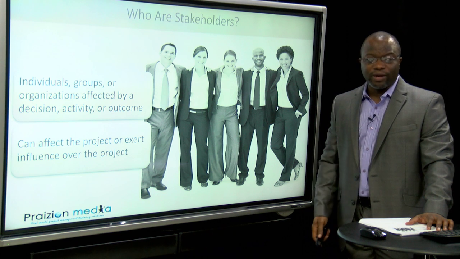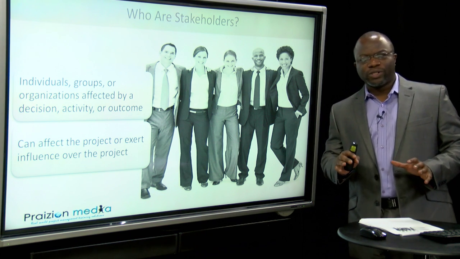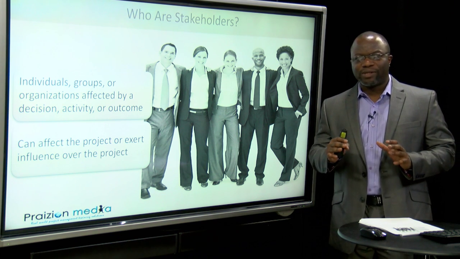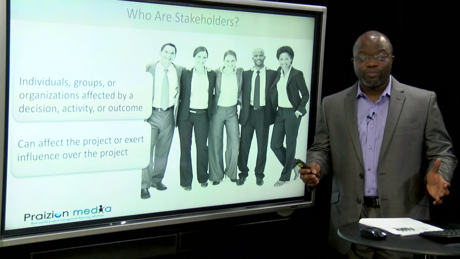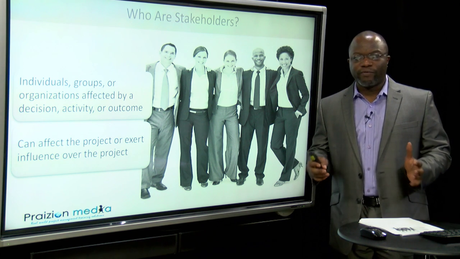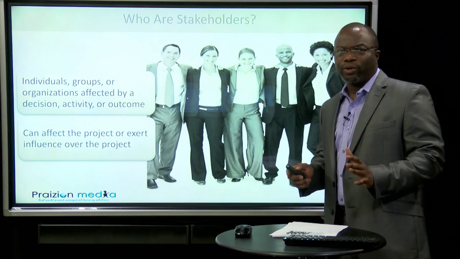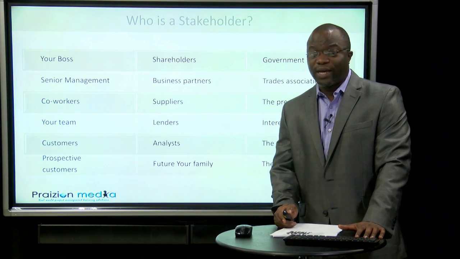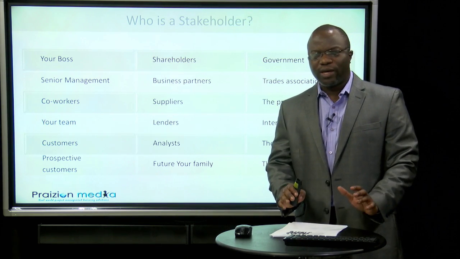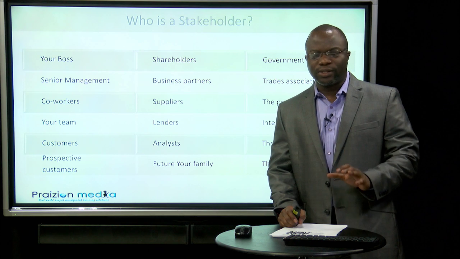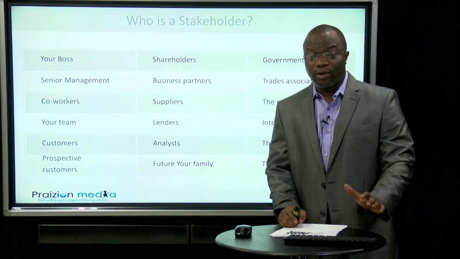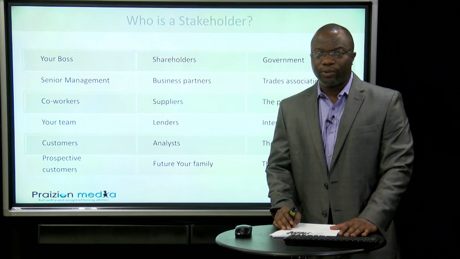They could exert their will. They could decide that your project will not proceed except certain things are met. They could also be people in the general public who are affected by your project. So there's a wide array of people who are actually called stakeholders. When you think about stakeholders, it's not just the customer. The stakeholder could be a wide array of people.